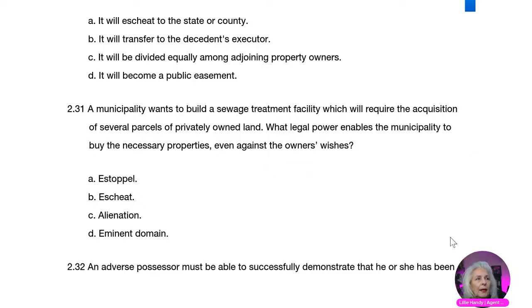A municipality wants to build a sewer treatment facility, which will require the acquisition of several parcels of private-owned land. What legal power enables the municipality to buy the necessary properties, even against the owner's wishes? A, estoppel. B, escheat. C, alienation. And D, eminent domain. Here you have four vocabulary terms, and if you know those, you would be able to answer the question. I'll give you a moment to answer in the chat.